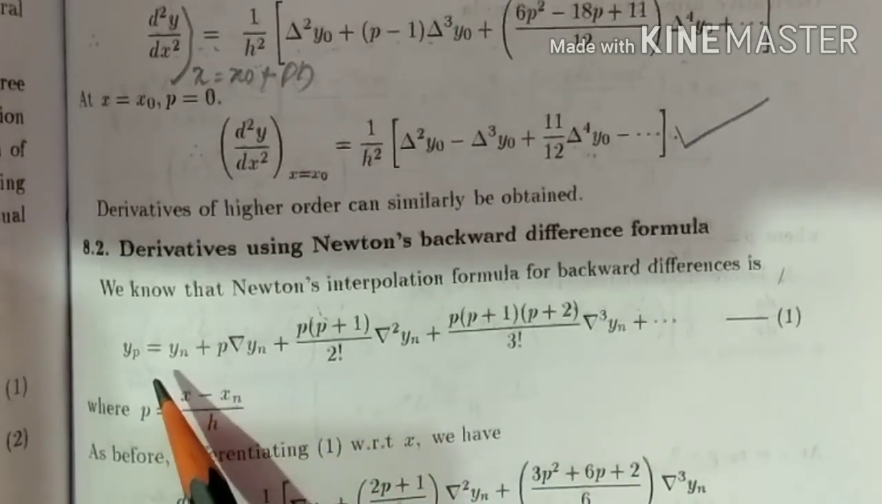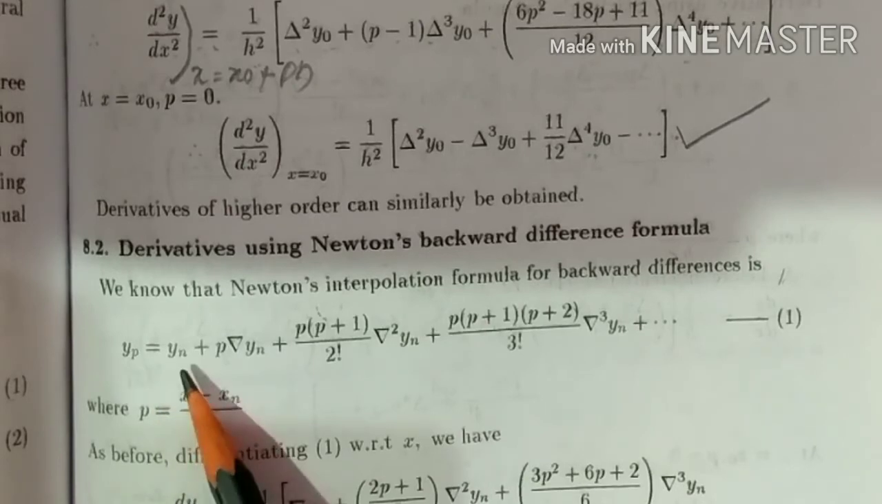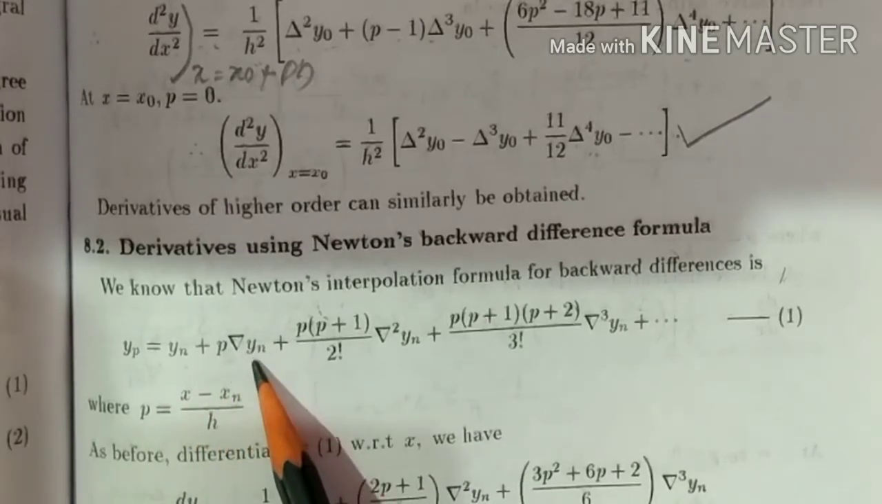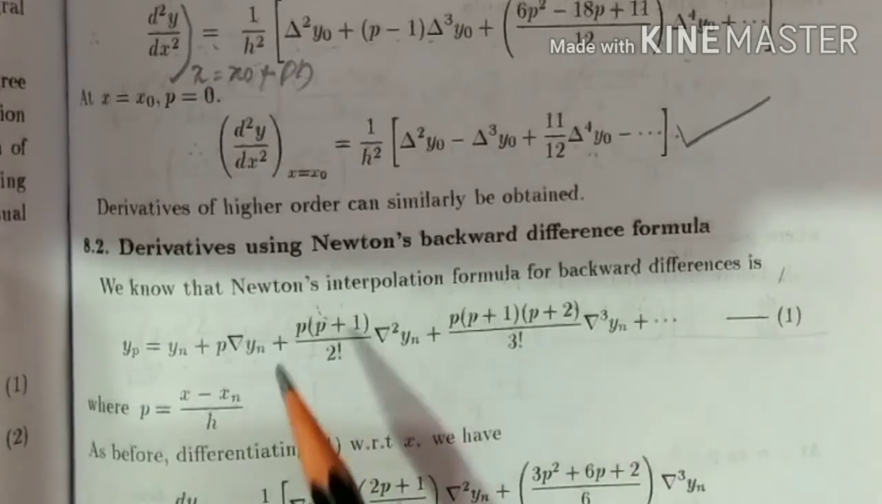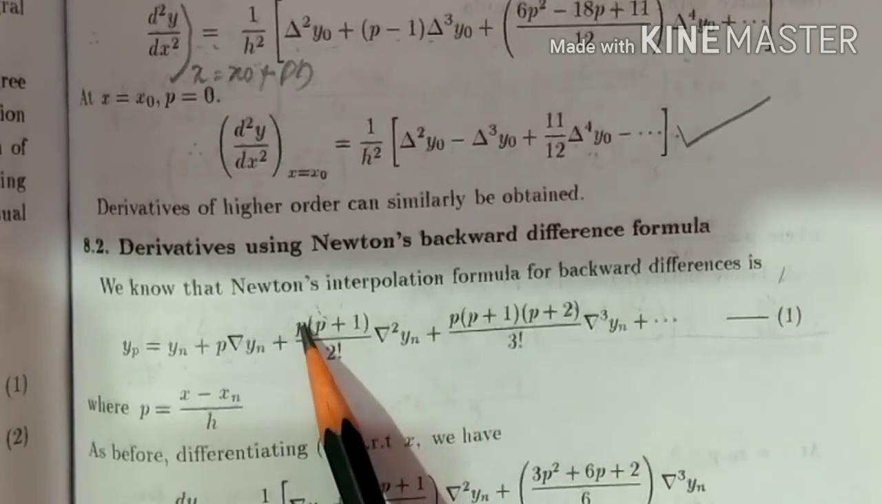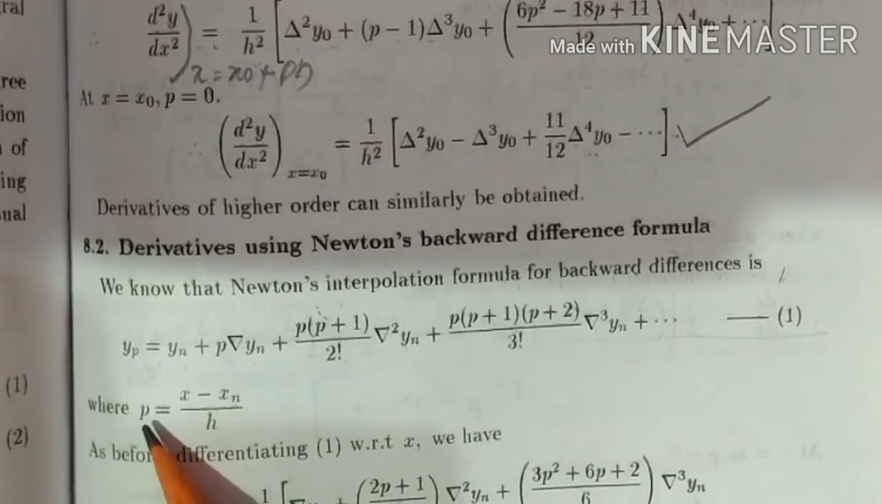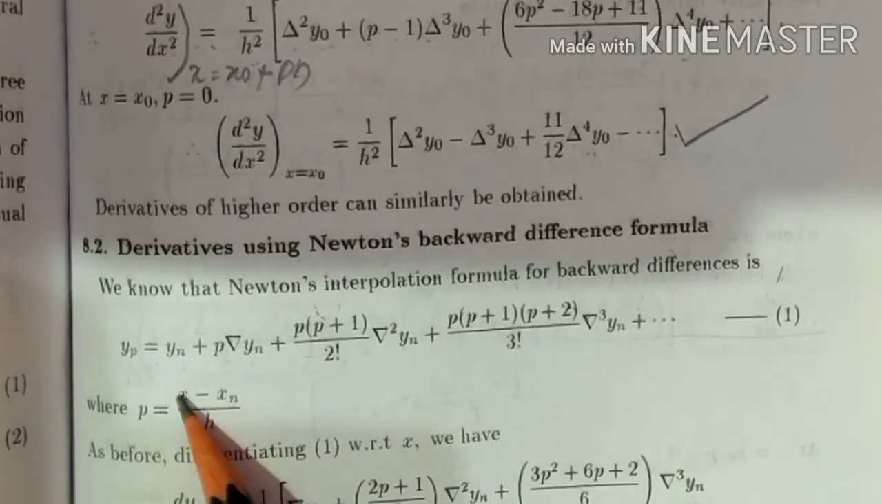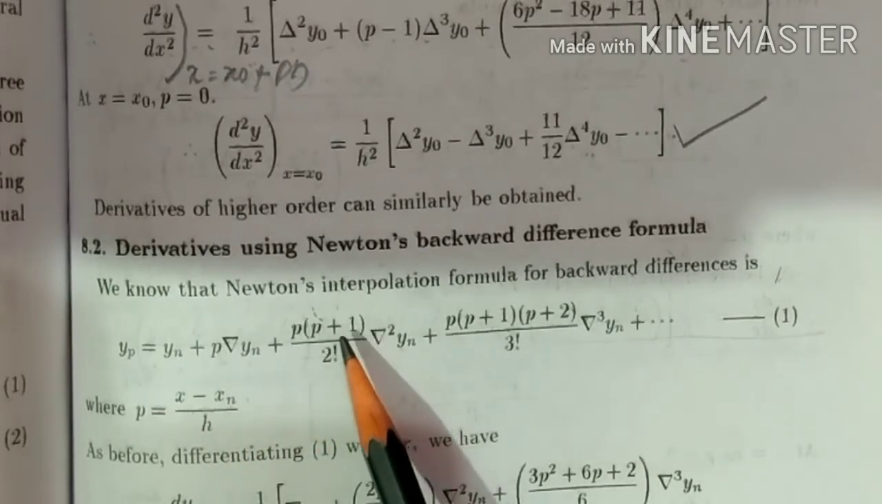So let us consider Newton's backward difference interpolating polynomial: yp = yn + p∇yn, and so on. This is called your Newton's backward difference interpolating polynomial. In the forward case, there is p(p − 1)/2! Δ²y₀; here the reverse delta is written. Similarly, p = (x − xn)/h, the x minus the end point xn divided by h. So again, we have to follow the same procedure.